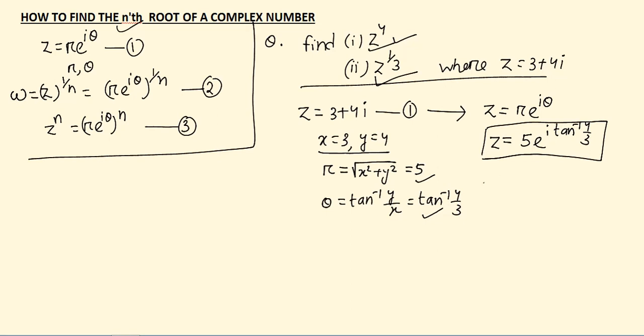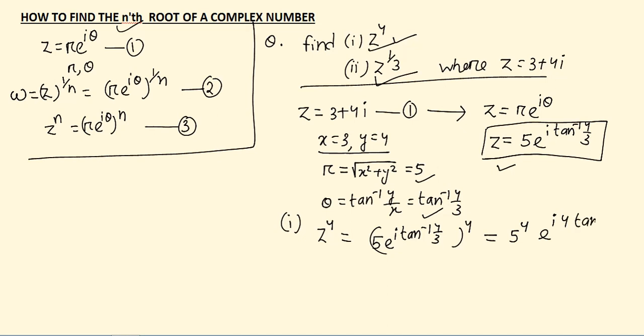So first of all, here we have to find the value of z to the power 4. So now we have to put the value of z here. So we will have 5 e to the power i tan inverse 4 upon 3, all to the power 4. So we can write this as 5 to the power 4 e to the power i 4 tan inverse 4 upon 3. So this is the result for z to the power 4.